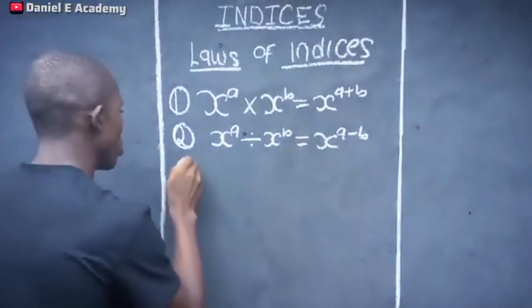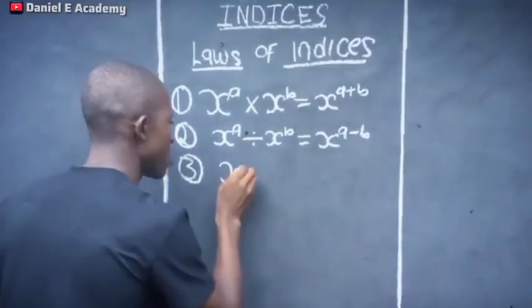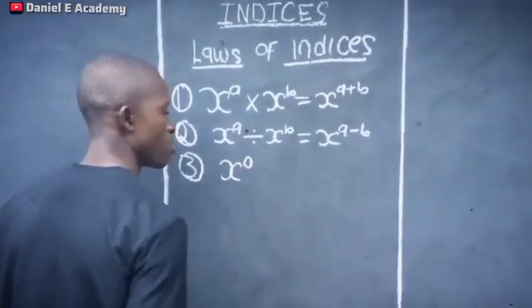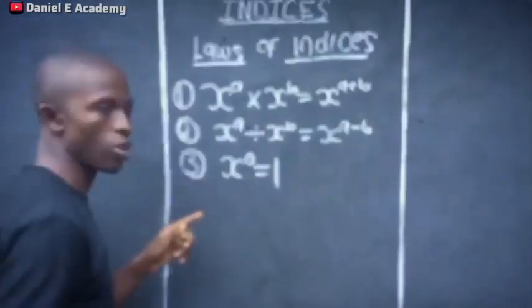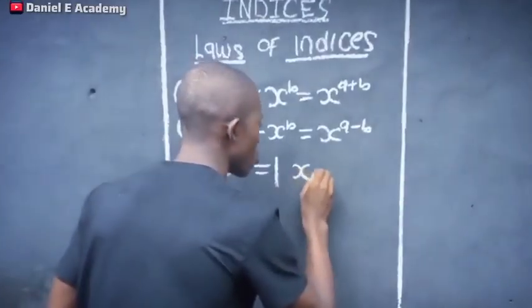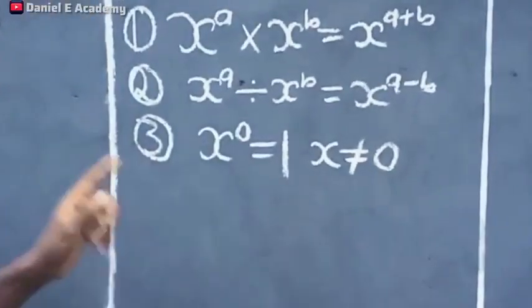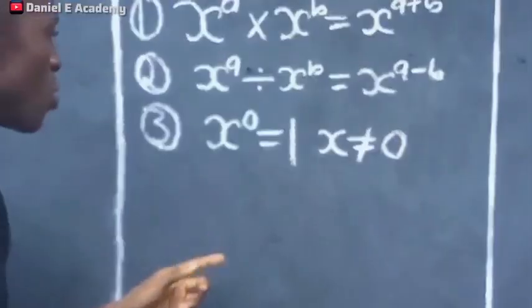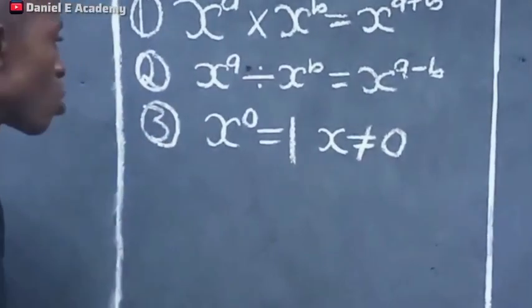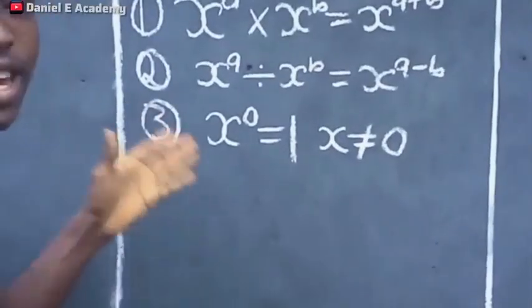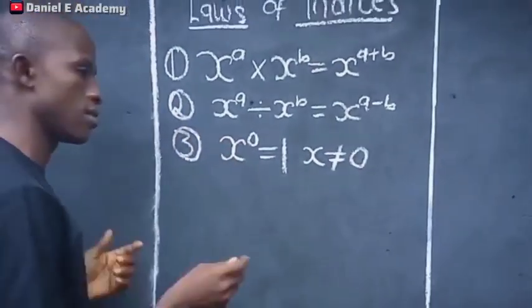So law 3, x to the power of 0 gives us 1. And in this law, x will not be equal to 0. This law is only applicable when x is not 0. Whenever x is 0 and is to the power of 0, it cannot be 1. So x must be a number that is not 0 for it to be equal to 1.